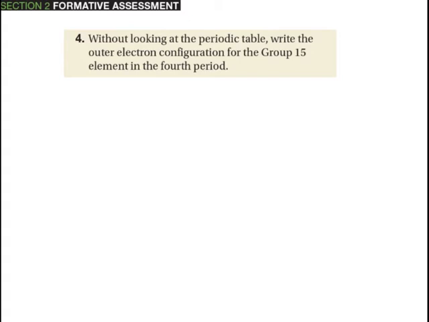Without looking at the periodic table, write the outer electron configuration for the group 15 elements in the fourth period. Okay, group 15, in terms of main groups, means it is a p block element.